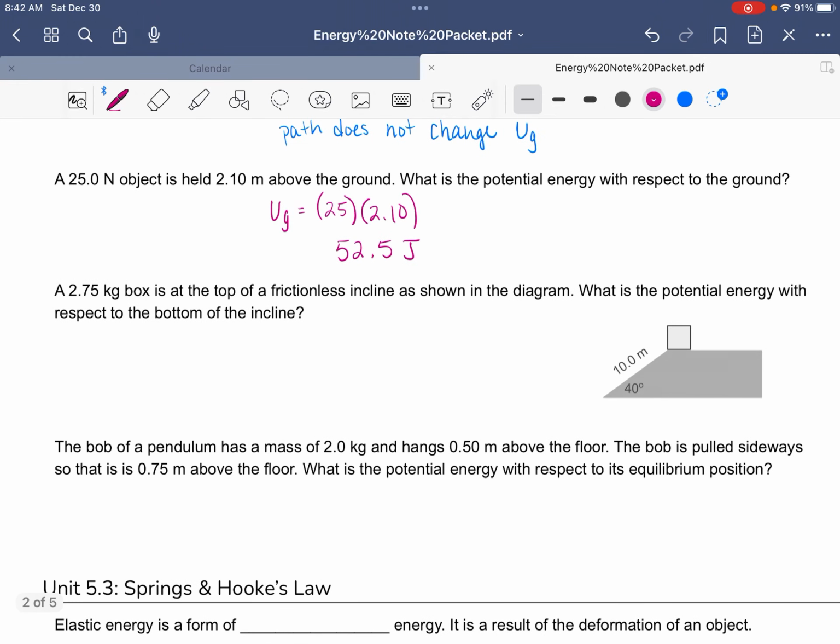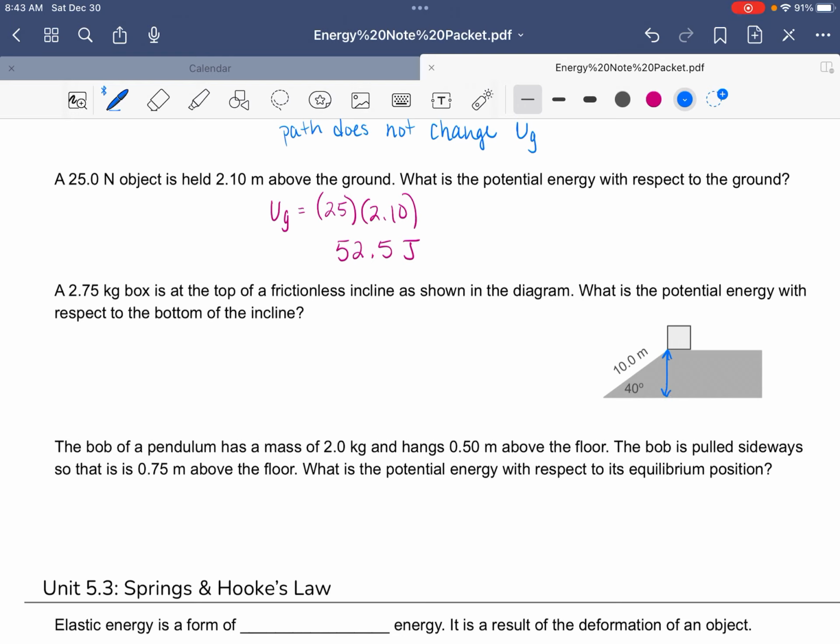For this next one, a 2.75 kilogram box is at the top of a frictionless incline as shown in the diagram. What's the potential energy with respect to the bottom of the incline? They did tell us the mass of the object, and we do know what gravity is. But for our height, we need to make sure not to get tricked. They gave us this distance up the ramp, but that is not the height from the ground level to where the box is sitting. So we need to calculate what this height here is.